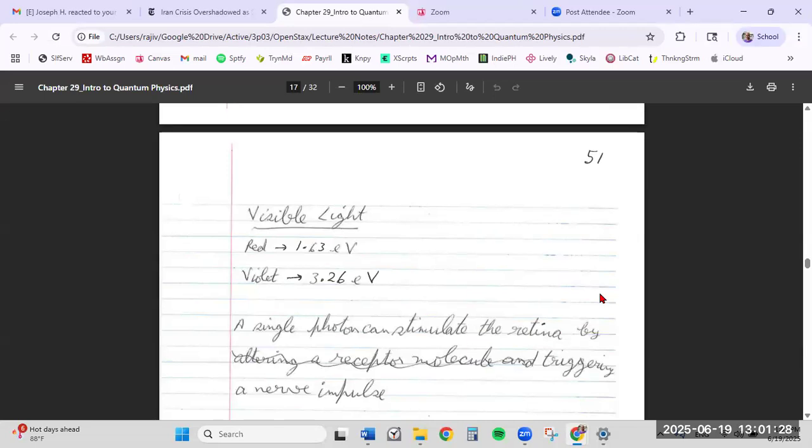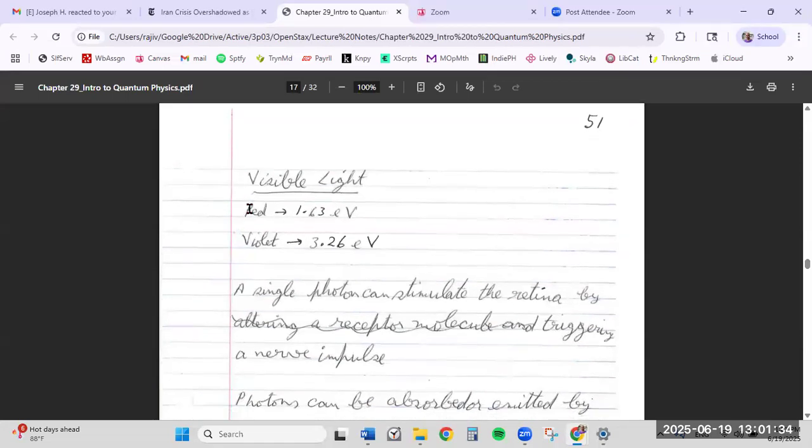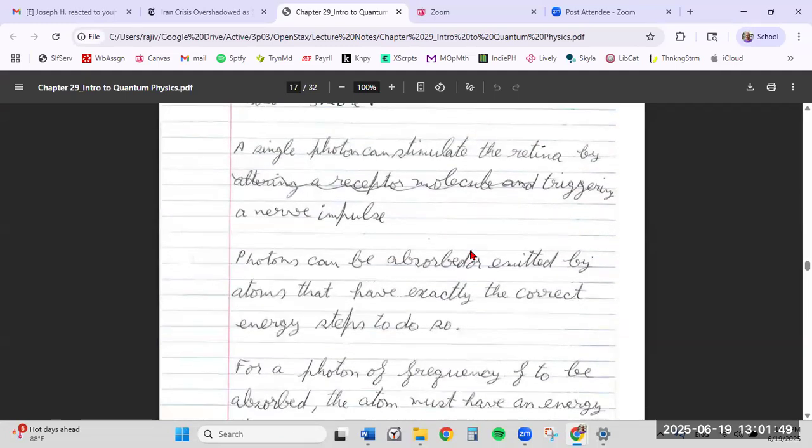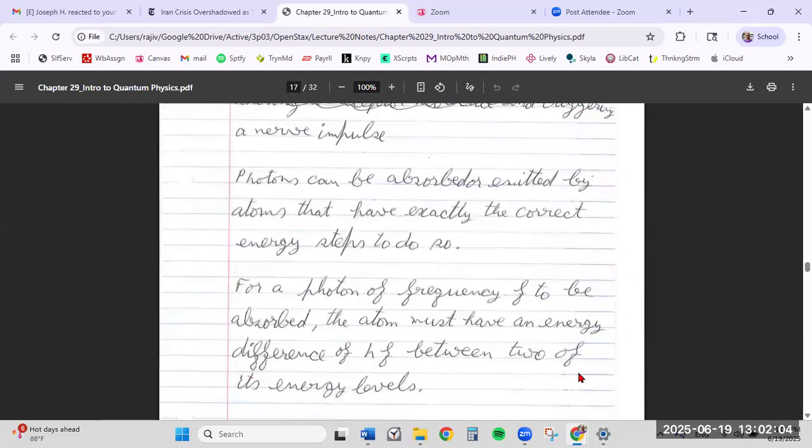So after ultraviolet, we get to the visible portion of the electromagnetic spectrum. The photon corresponding to the red color has an energy of 1.63 electron volts. Violet has energy of 3.26 electron volts. A single photon from the visible portion can stimulate the retina by triggering a nerve impulse. And then photons can be absorbed or emitted by atoms that have exactly the correct energy steps to do so.